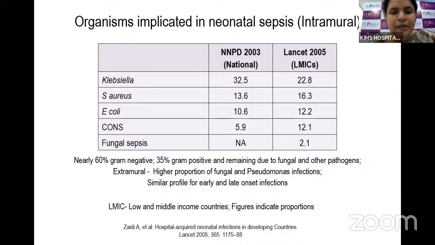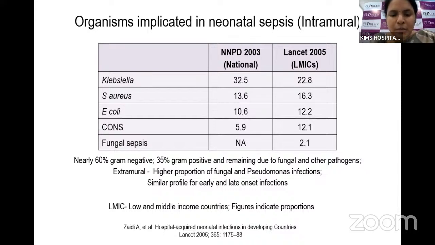Now, in order to answer this particular question, we'll try to answer the first part, which is the local microbiological profile that is commonly isolated. So if we look at data from low and middle income countries, and particularly in the context of India, the pattern of microbes or bacteria that are commonly isolated from neonatal units, this is from intramural centers, is as follows.